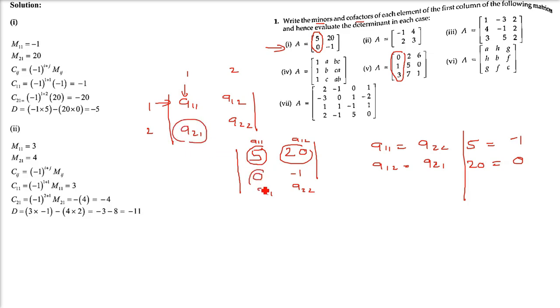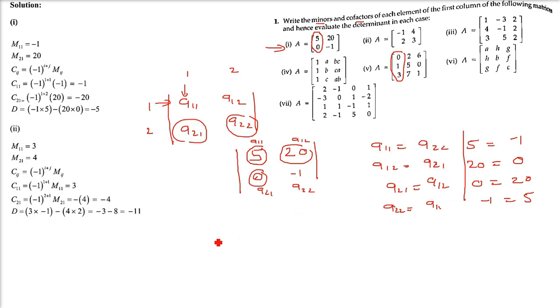Similarly, take A21. The row and column we will leave, and only A12 is remaining. So the minor of A21 is A12, so the minor of 0 is 20. Similarly for A22, the row and column containing A22 we leave, and only A11 is remaining. So the minor of A22 is A11, that is, the minor of minus 1 is 5. So we got all the minors here: negative 1, 0, 20 and 5.